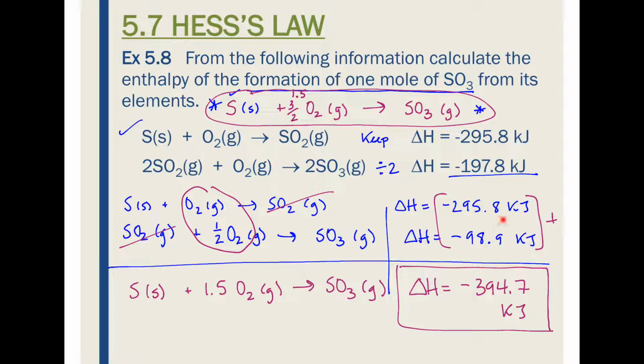As far as sig figs are concerned, we are adding together, which is why I kept 1 decimal place in both of these. If you wanted to be very cautious throughout, we could have technically made that 4 significant figures there because of the negative 197.8 having 4 significant figures when we divided, but either way, when we add together at the end, 1 decimal place is still our limiting value, so that's why I kept 1 decimal place in my answer. So that's example 5.8.